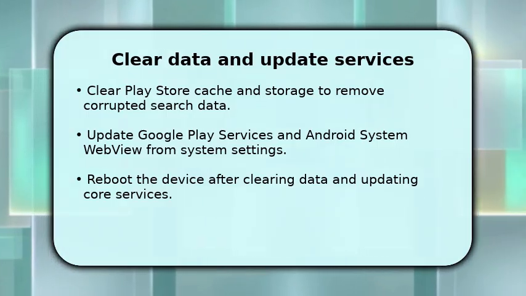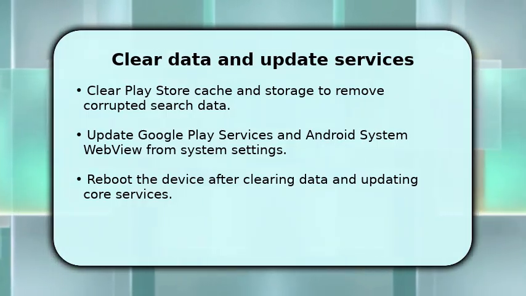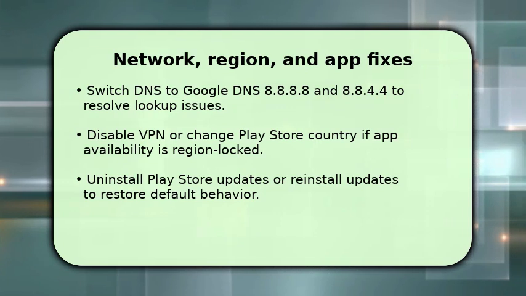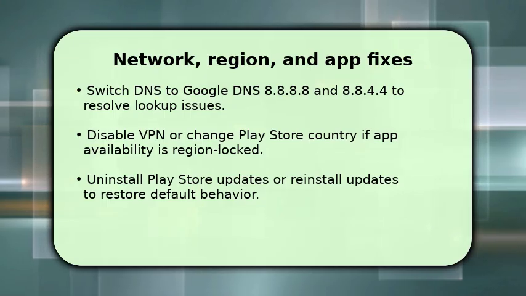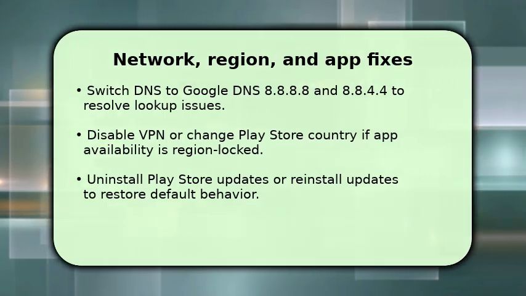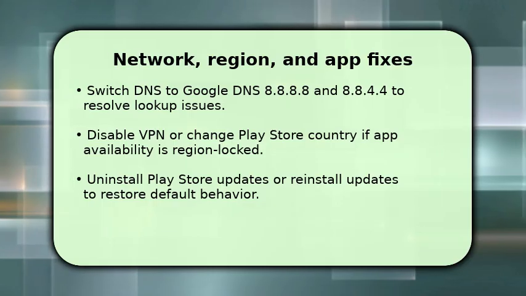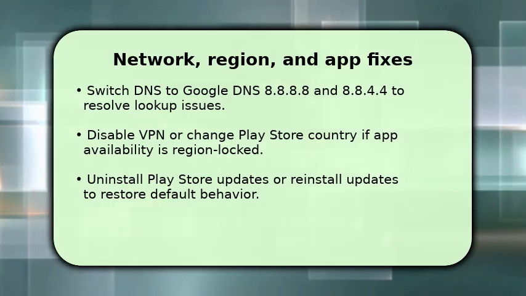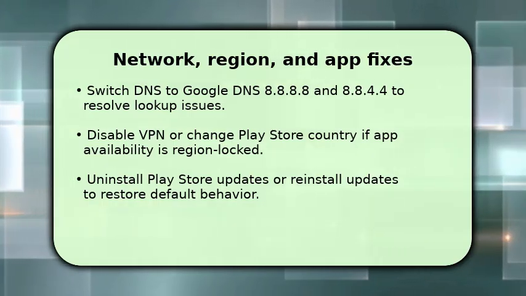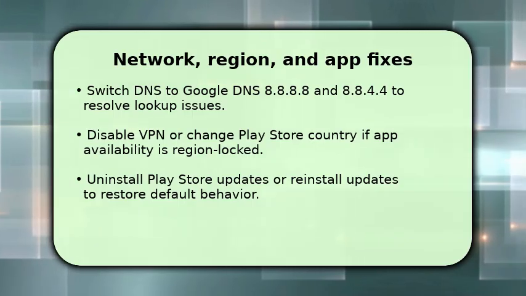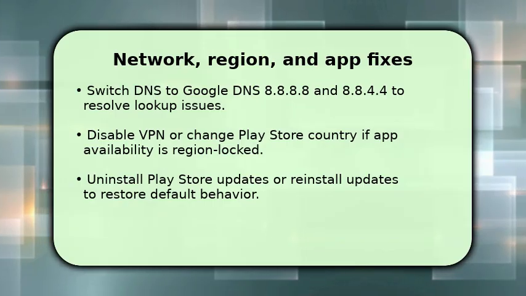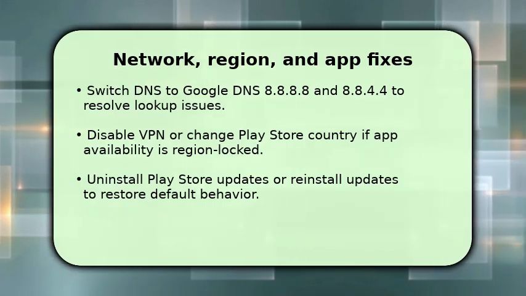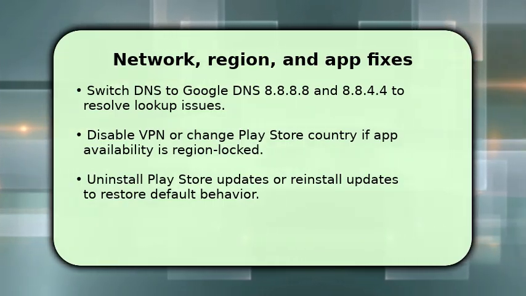If search still shows no results, change DNS to Google DNS 8.8.8.8 and 8.8.4.4 to fix name resolution problems. Disable any VPN or proxy that might alter your region or block Play Store requests. Check Play Store country settings because some apps are region-locked and will not appear otherwise. As a final step, uninstall Play Store updates from app settings and then update again to restore default.